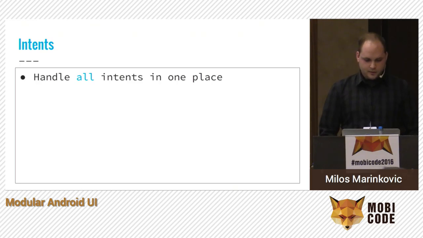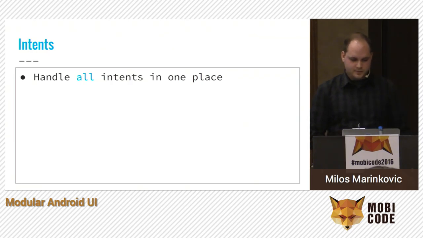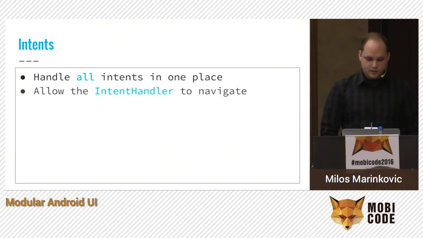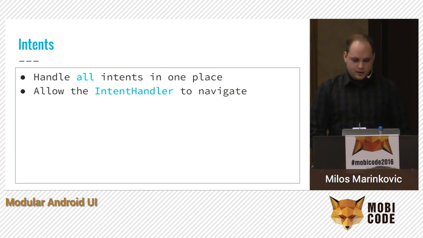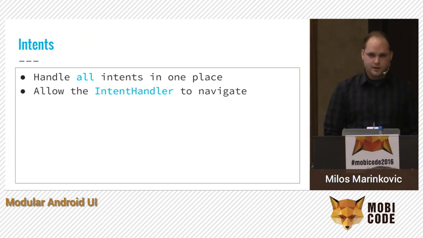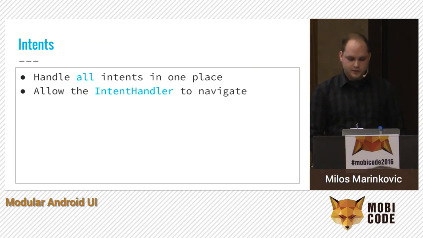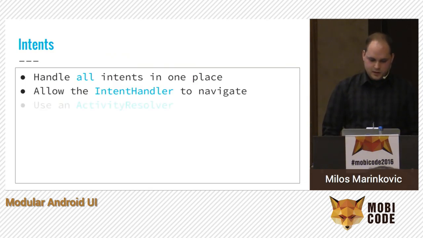So the important thing about intents, we wanted to show specific pages when an intent comes. So we decided to handle all intents in one place. That means that we needed a special component that's called the intent handler. The intent handler would try to handle the intent that came in onCreate of the activity. But if it fails, for example, screens are not ready, navigation hasn't initiated yet, something is not ready, whatever, it waits and waits until the onResume method is called.